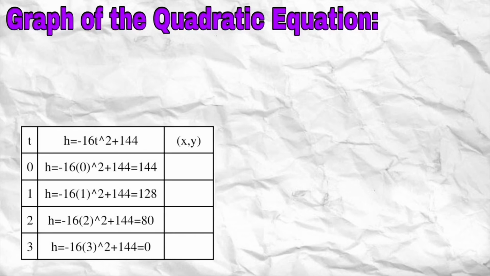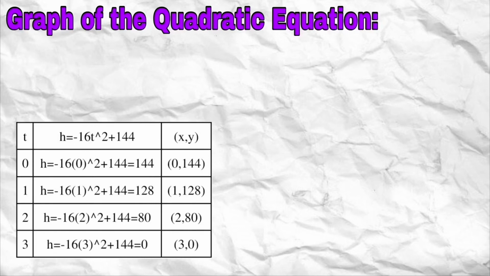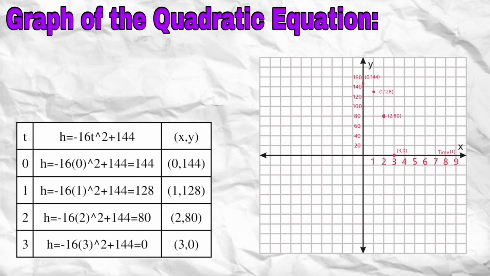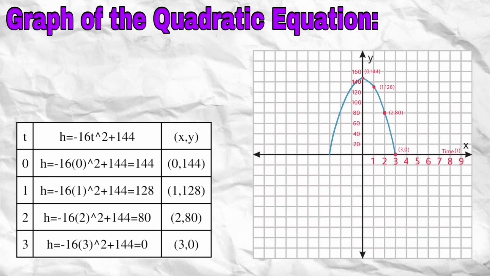H equals negative 16t squared plus 144. Once we have plugged in all our numbers, we now have some coordinates. Once we draw the coordinates on the graph, we can observe where the apple was at each second as it was falling down from the hot air balloon.